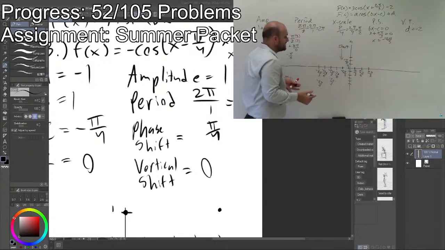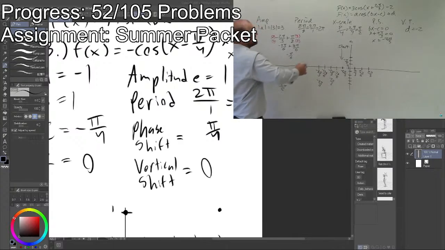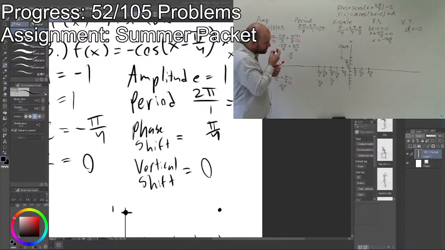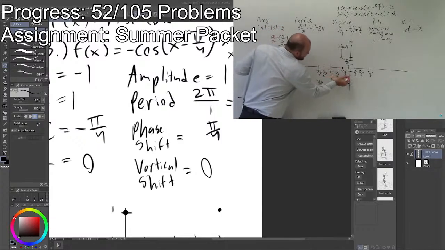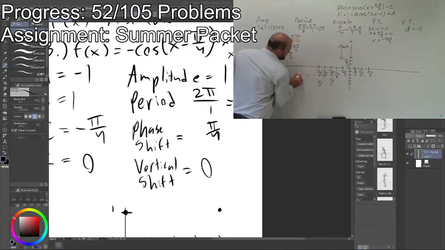Okay, so now I got my scale, and remember, here's where we start. Now remember, I said that this graph is going to shift down 2 units. So if we're going to be shifting down 2 units, what I'm going to simply do is take my x-axis and shift it down 2 units. And I'm going to represent the x-axis with a dashed line, okay?